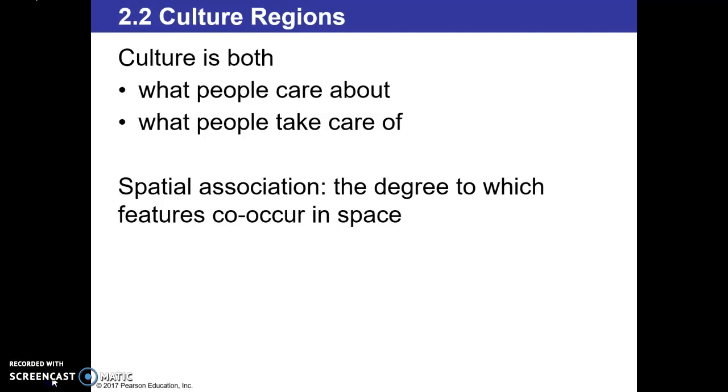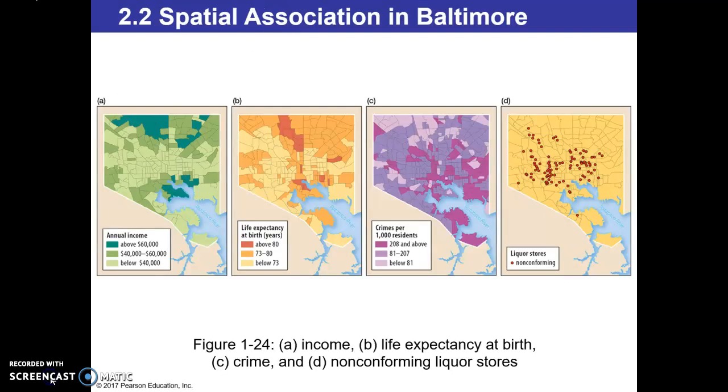Next, what people take care of. We can take a look at the material wealth that is produced by the people of this culture. What does the food look like? What about the clothing, the shelter? What can we see reflected in architecture? Now for the most important concept, spatial association, the degree to which features co-occur in space.